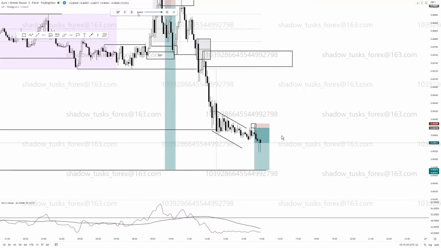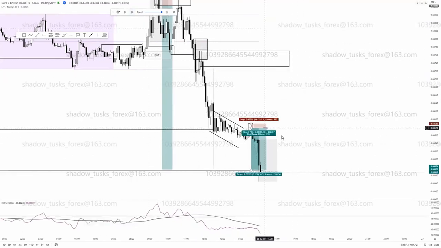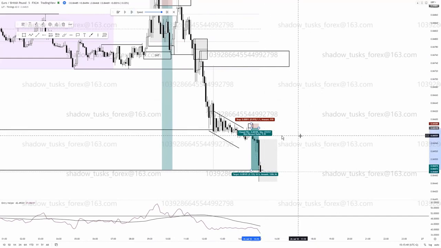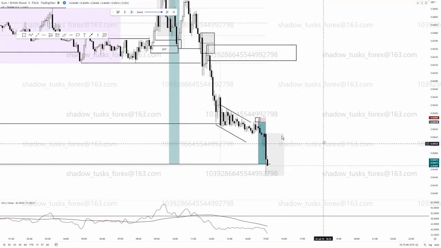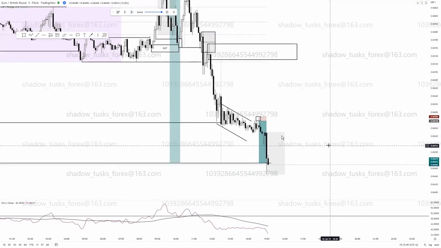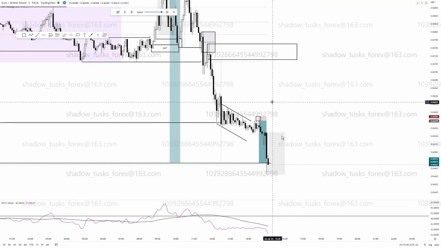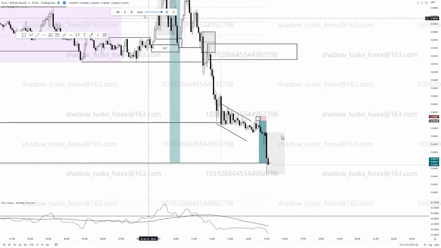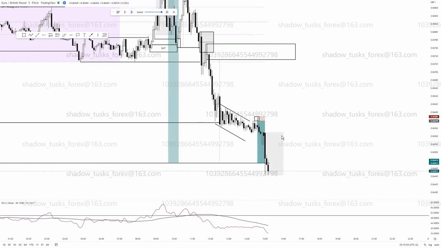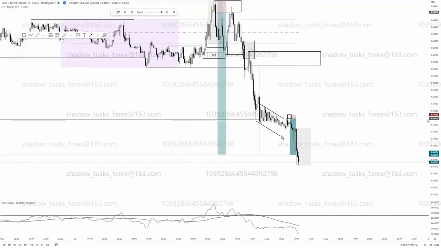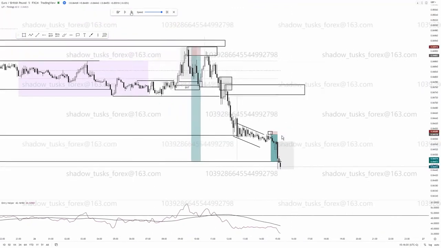One second. Okay, there we go. TP hit. So at this point here, what can we expect? Maybe we can look for a potential pullback to maybe take some liquidity higher. So let's have a look. Let's see what presents.